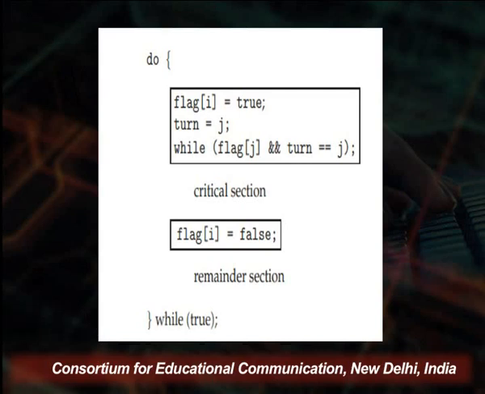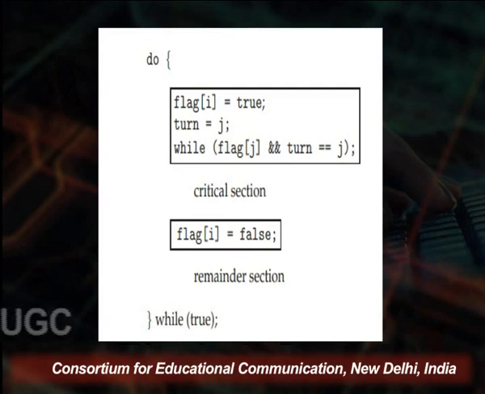So here we are in a do while loop, which is kind of an infinite loop. While true it is going on. So flag of i is equal to true. That means the ith process is ready to get into its critical section, and turn equals j. That means it is the jth process which is going to get into the critical section, and the values of these two variables will hold the same while flag of j and turn equals j.